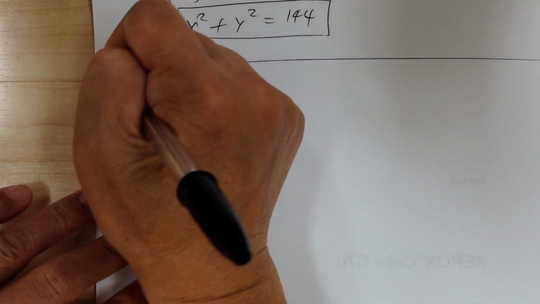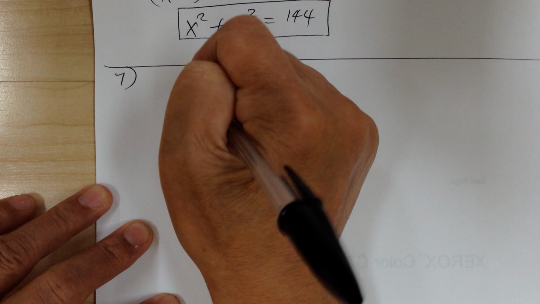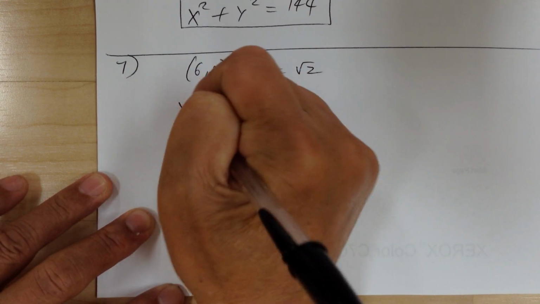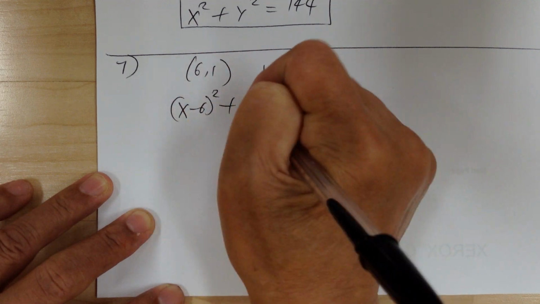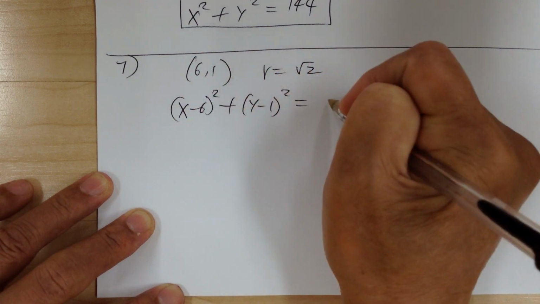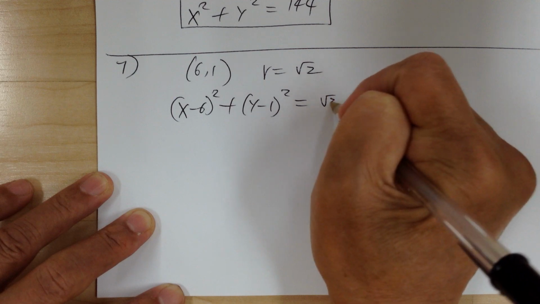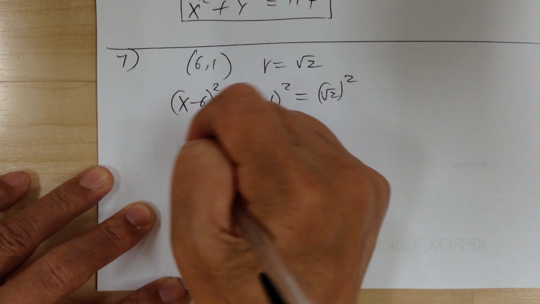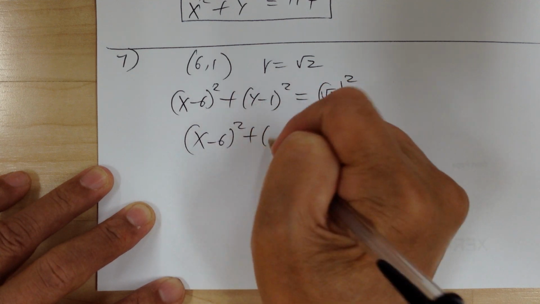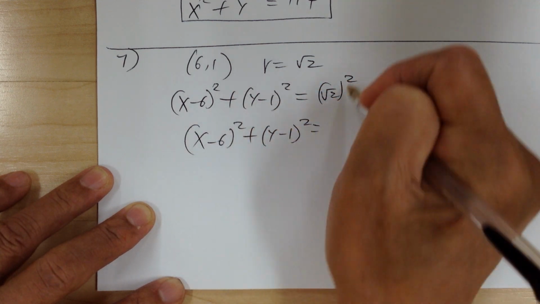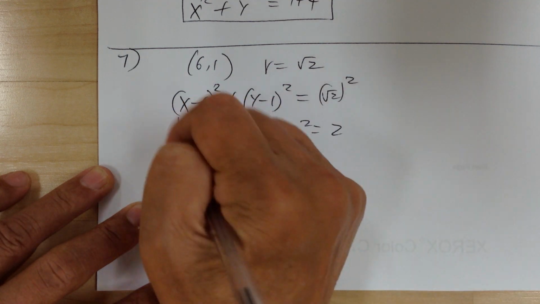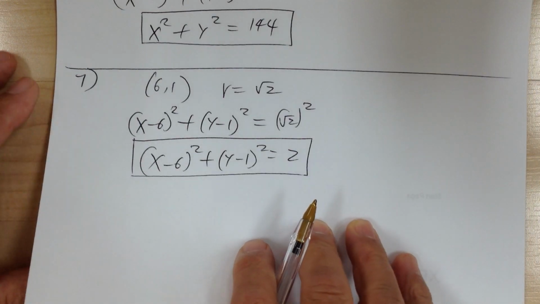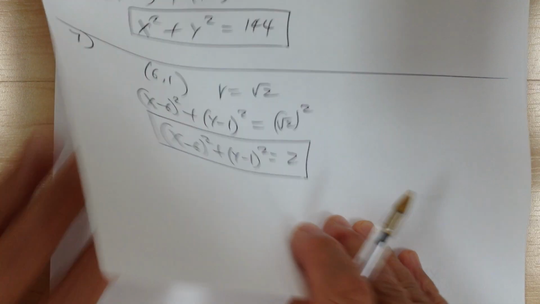Number 7. The center is (6, 1) and radius equal to square root of 2. So you're going to get (x minus 6) squared plus (y minus 1) squared equal to square root of 2, squared. Now you simplify. Again, don't multiply this out. You want to leave it in nice center-radius form. So you square this, you get 2. And that's it. Next one.